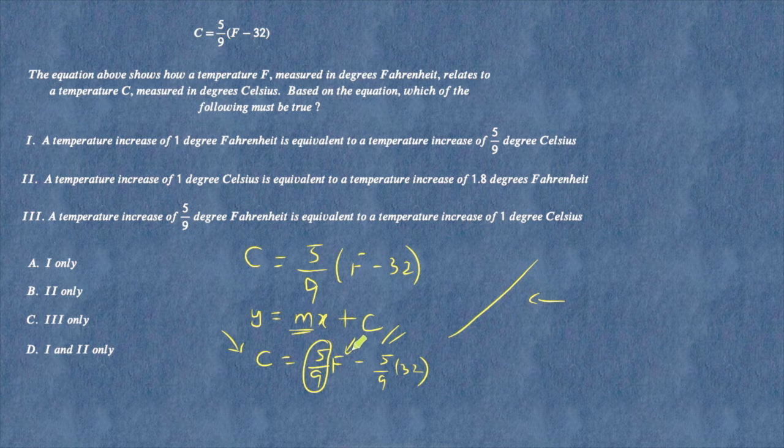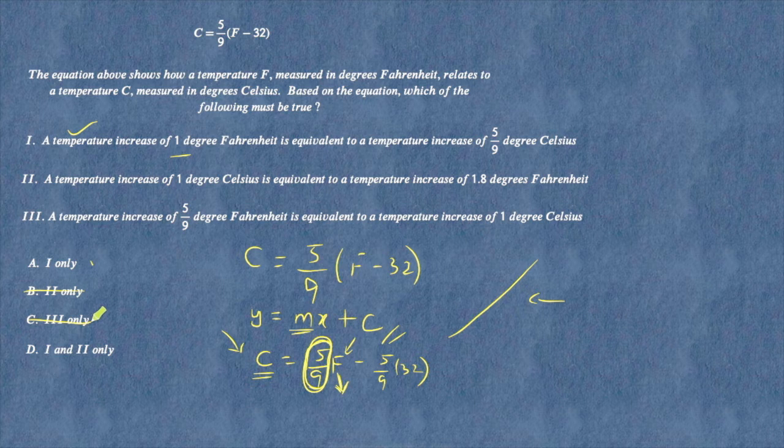So from this, we can easily understand that for every increase of 1, the y-axis will increase by 5/9. If you look at choice 1, it says a temperature increase of 1 degree Fahrenheit. So an increase of 1 unit in F will increase C by 5/9 because this is the slope. So we know that 1 is true. If this is true, then we can eliminate B and C. Now the only answer choices are A or D.